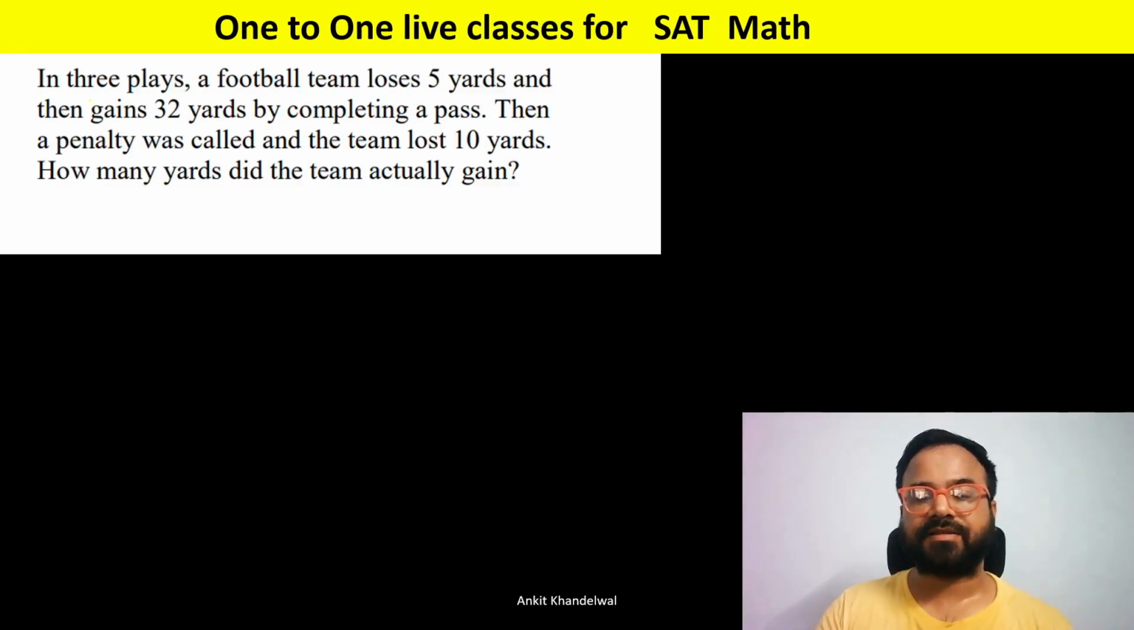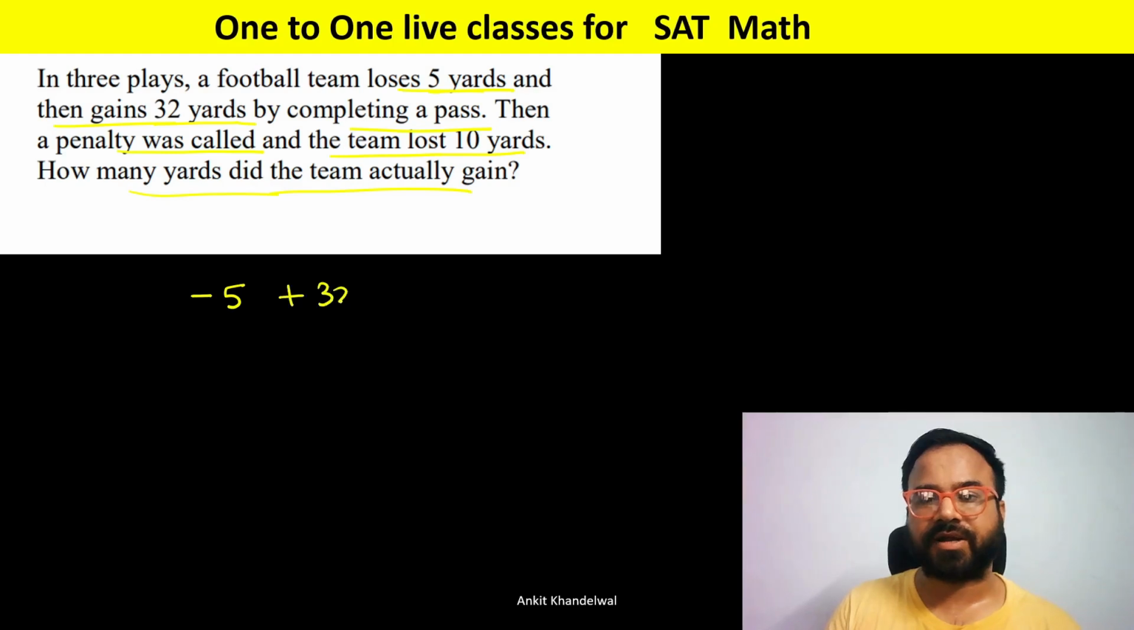Now here it says, in 3 plays, a football team loses 5 yards and then gains 32 yards by completing a pass. Then a penalty was called and the team lost 10 yards. How many yards did the team actually gain? It is based upon integers basically. A team loses 5 yards, so minus 5, and then gains 32 yards, plus 32. After that a penalty was imposed and they again lost 10 yards, so minus 10. How much is this finally? 32 minus 5 is 27, minus 10, that is 17. So finally they gain 17.